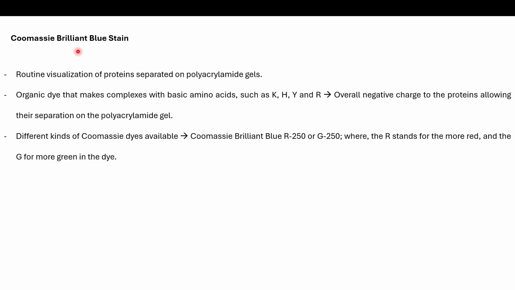And then after the gel run is finished, Coomassie Brilliant Blue stain is used, which helps in routine visualization of proteins separated on polyacrylamide gels. This is an organic dye that makes complexes with basic amino acids like lysine, histidine, tyrosine, and arginine, and adds an overall negative charge to the proteins, allowing their separation on the polyacrylamide gel. Different kinds of Coomassie dyes are available, like Coomassie Brilliant Blue R250 or G250. R stands for the more red and G stands for the more green in the dye.